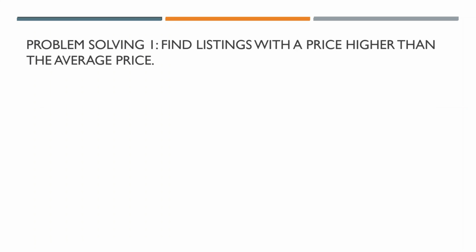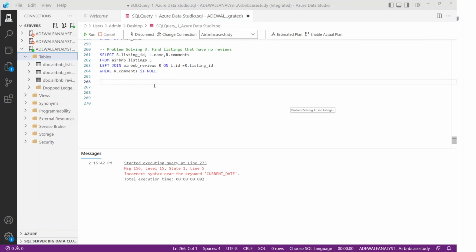Imagine I want to solve this particular problem: I want to find the listing with price higher than the average. So first of all, I need to write a query that will give me the average. Then once I have the query that gives me the average, I need to write another query that will find the listing where the price is higher than the average. So to do that, I'm going to come here and just say subquery problem solving. I want to find the listing with price higher than the average.